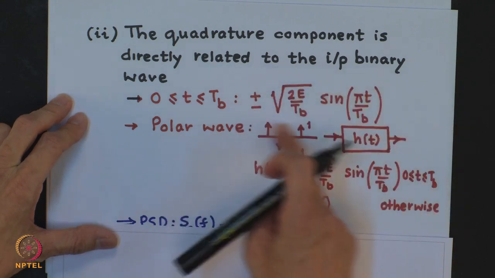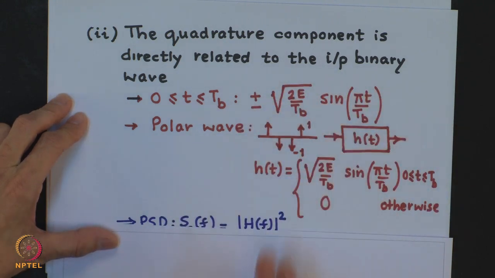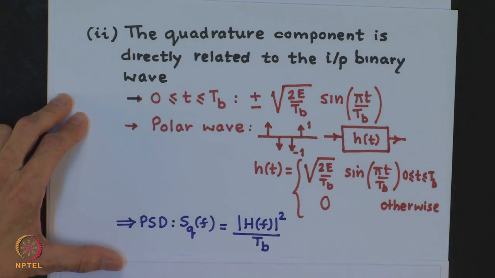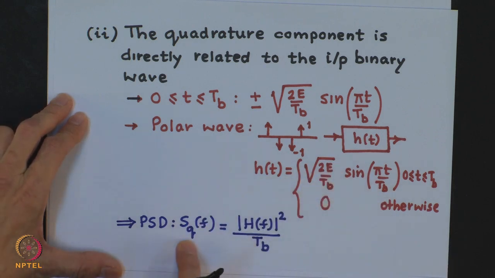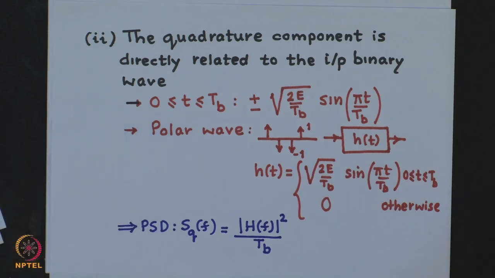This also we have done earlier. So, the power spectral density for the quadrature component would be related by this expression. Right, it is a straightforward extension of what we have done earlier.